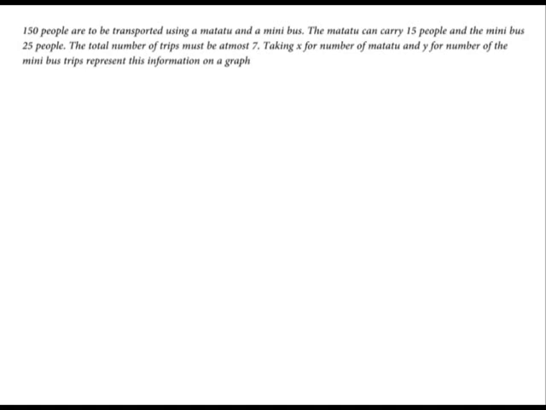So let's have the inequalities. First, neither the matatu nor the minibus can make negative trips, and so x must be greater than or equal to 0 and y must be greater than or equal to 0. Total number of trips must be equal to or less than 7, and so x plus y must be less than or equal to 7. Again, all the 150 people must be transported.